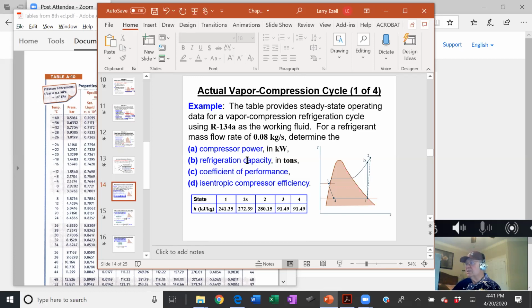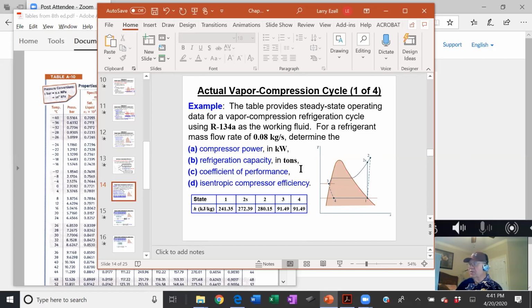He wants the compressor horsepower in kilowatts and the refrigeration capacity in tons. Remember, 1 ton in the metric system is 211 kilojoules per second. He might not use that type of conversion though. Then the COP, the beta, and the isentropic compressor efficiency, which is equal to H1 minus H2S over H1 minus H2.